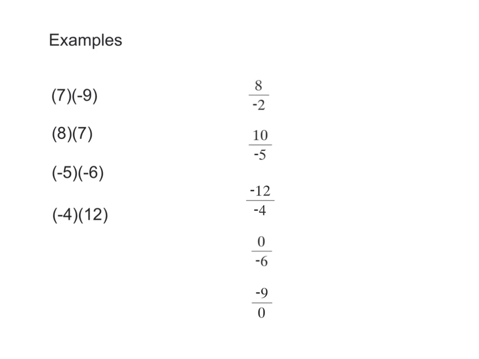Here's lots of examples just to practice this process. So the first one says 7 times negative 9. Well, I know that 7 times 9 is 63. Since I have a positive times a negative, the answer will be negative.